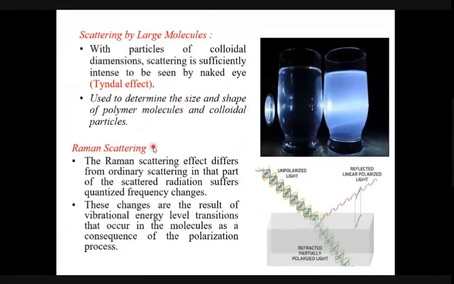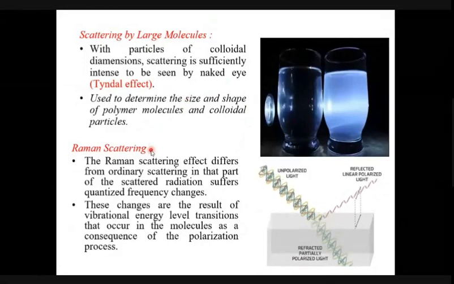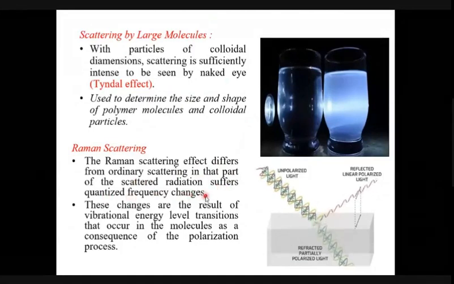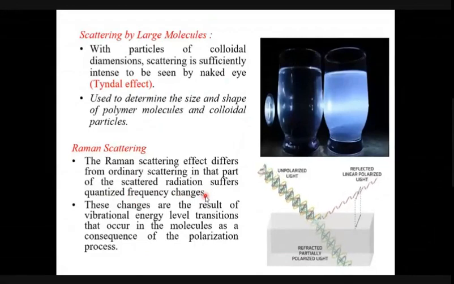Now coming to the second type of scattering, the Raman scattering. The Raman scattering effect differs from ordinary scattering in that the scattered radiation suffers quantized frequency changes. In simple terms, the scattered light has a different wavelength than the wavelength of the incident light. I repeat, in Raman scattering, the wavelength of the scattered light is different from the wavelength of the incident light.